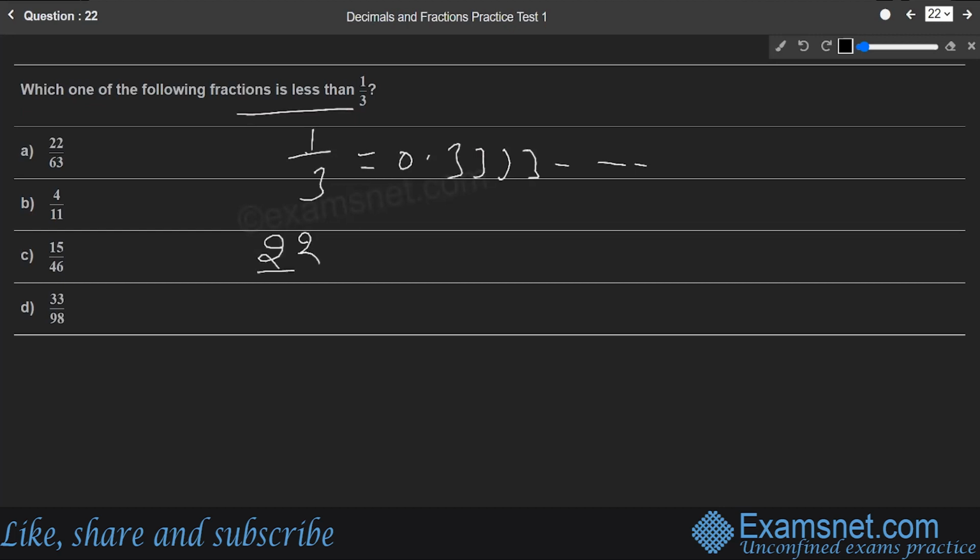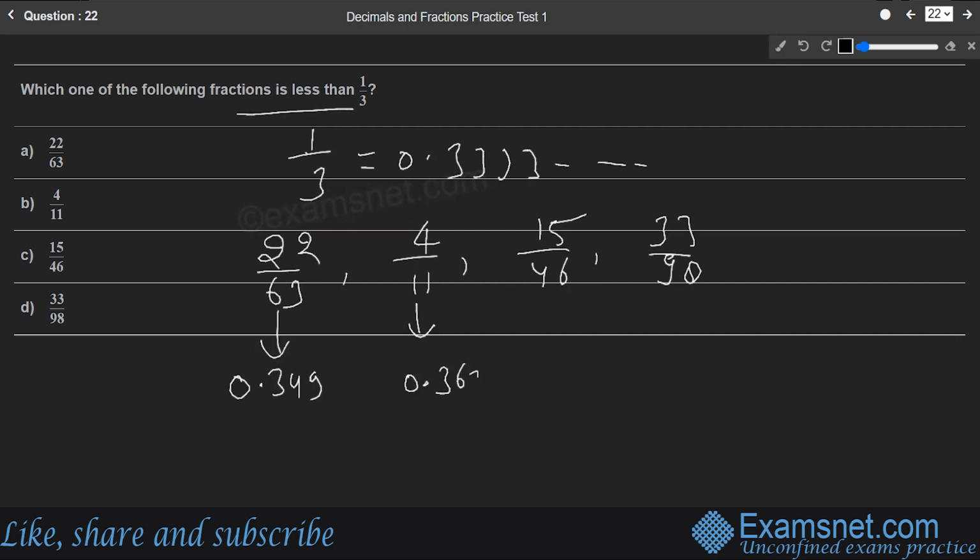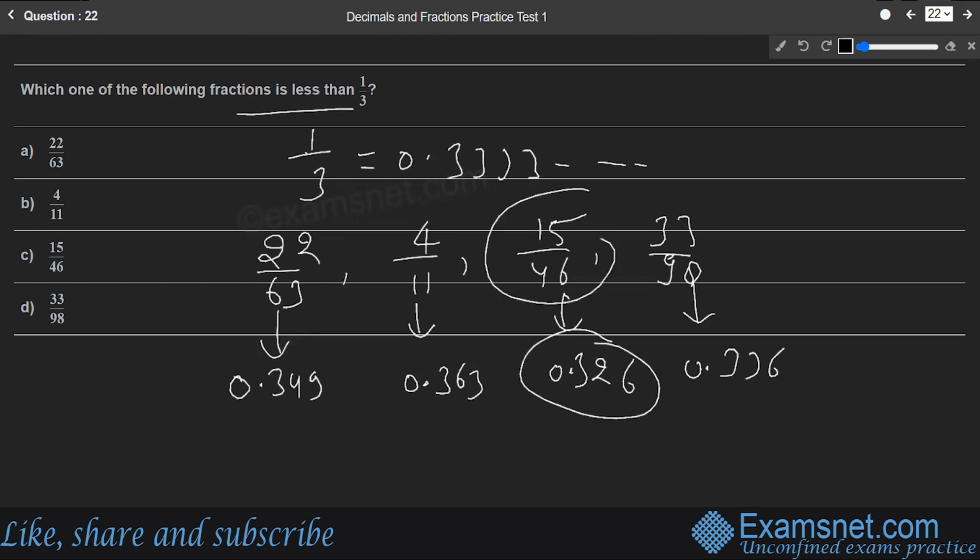So the first is 22 by 63, then 4 by 11, then 15 by 46, then 33 by 98. If we find out these values, the first value is close to 0.349, the next is close to 0.363, the next is approximately 0.326, and the final value is approximately 0.336. So clearly lesser than 1 by 3 is 0.326, which is nothing but 15 by 46. So 15 by 46 is lesser than 1 by 3. So our answer is option number C.